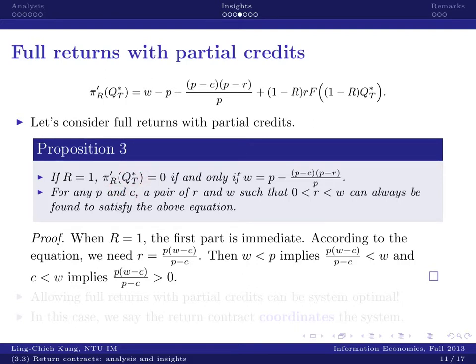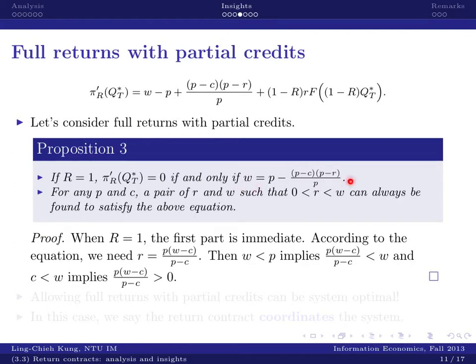Okay, so first, when R is 1, we know this part will go away, and the first part would be immediate, because when this disappears, then what we need is W to be equal to the other thing. Okay, so that's how we get the first part.